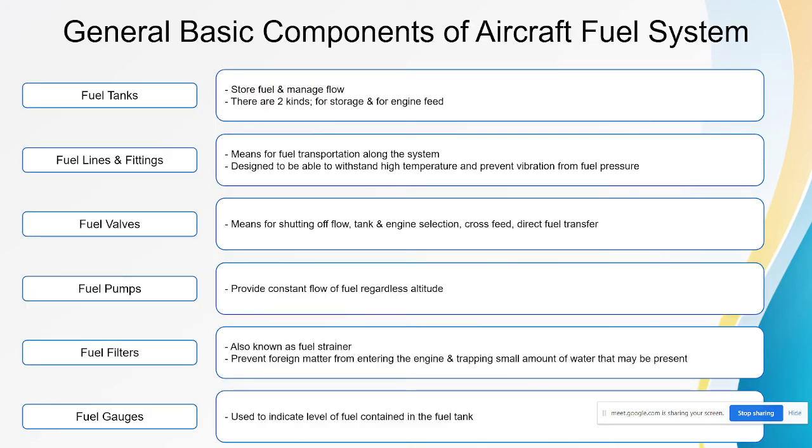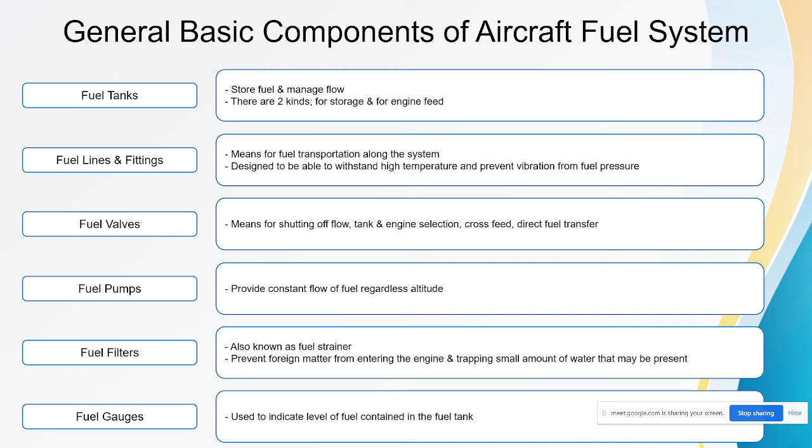Okay, so next, this is the general basic components of the aircraft fuel system. These are the components that every aircraft fuel system usually has. The first is the fuel tanks. As we all know, the fuel tanks are used to store fuel and manage the flow. There are two kinds of tanks, which are storage and engine feed. Actually, we can say they are the same tanks, but separated a little.